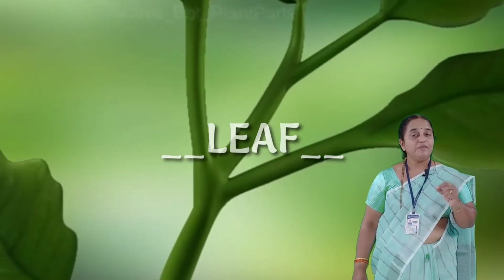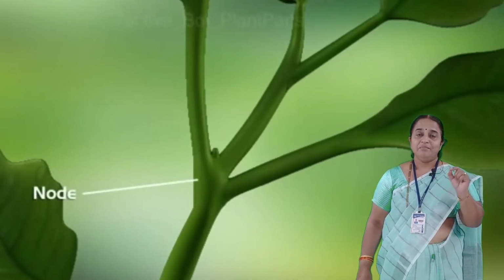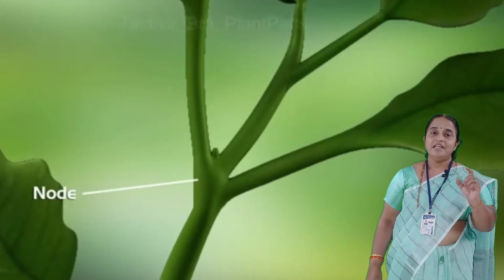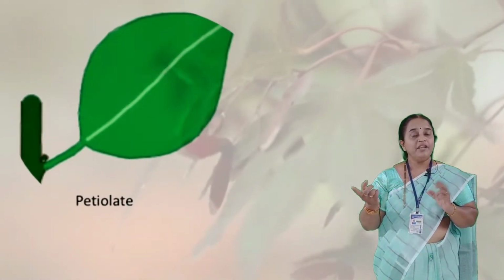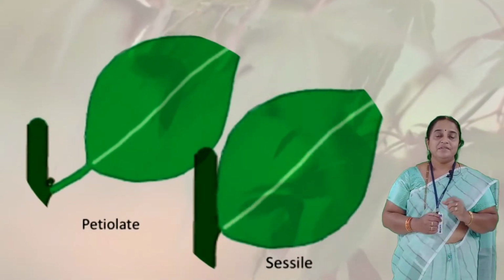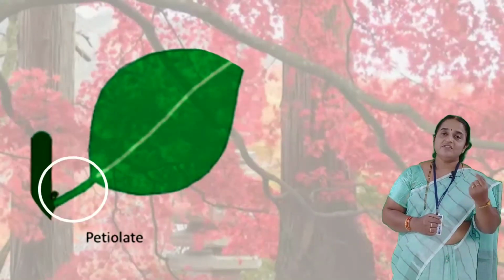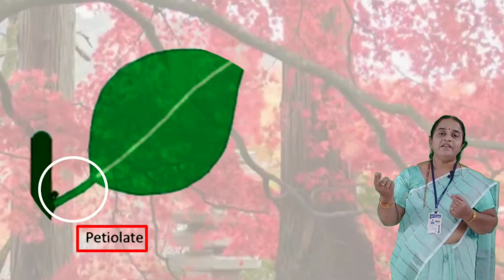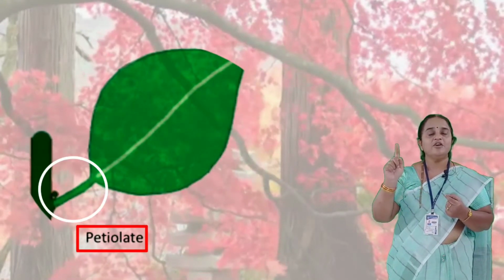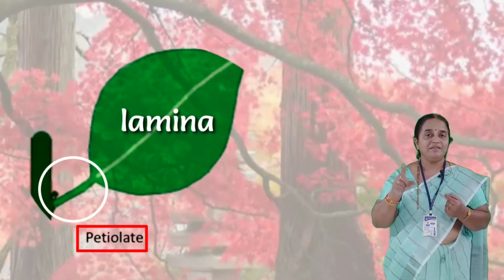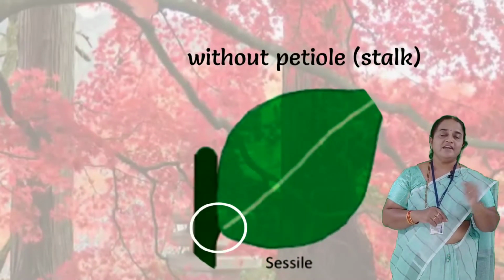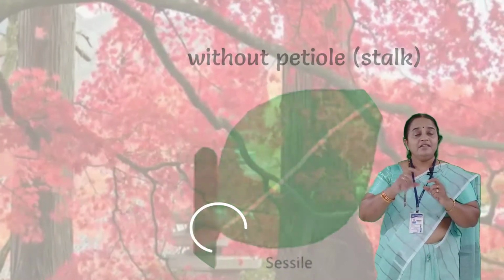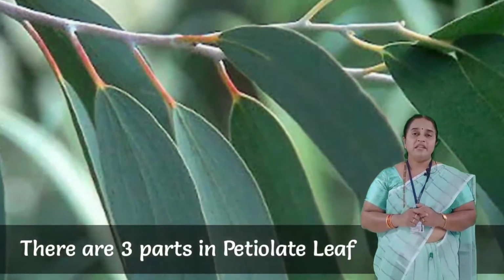In today's session I will be explaining about the leaves or the leaf. The leaf develops from the point known as node. Basically, the leaf arising from the node is either petiolate or sessile. The leaf with stalk is called petiolate. So petiole is the stalk of the leaf supporting the lamina, and the leaf without petiole is said to be sessile. There are three parts in petiolate leaf.